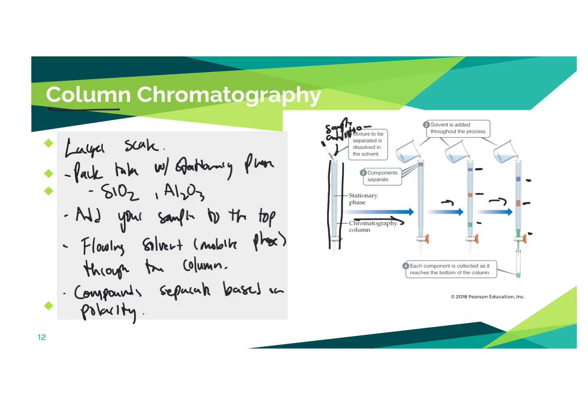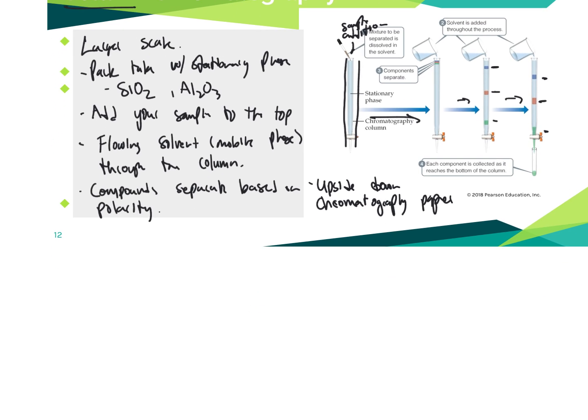Now you can picture the column sort of like an upside down chromatography paper. So here I'm going to just draw a little chromatography paper. Let's say here's where it started, here's where it ended. I have a spot here, I have a spot here, and I have a spot right there. What's going to happen is that the spot on the top, this will come out first.